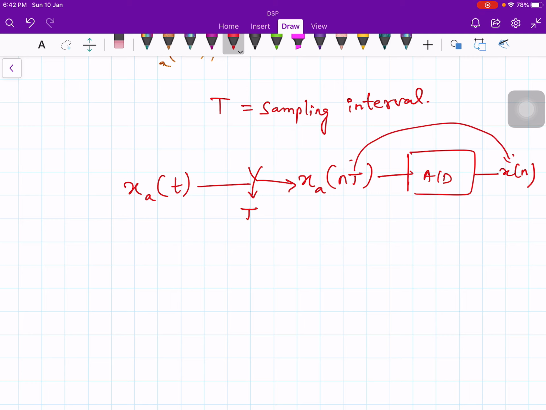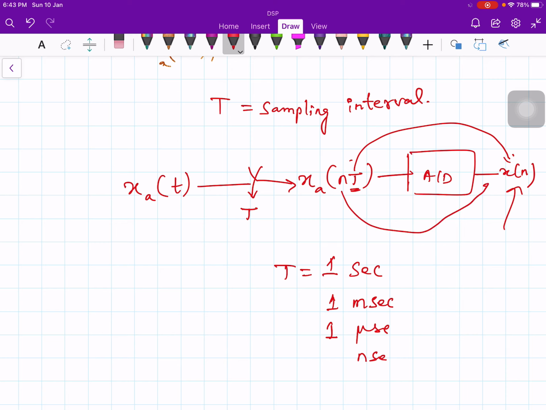So one way of interpreting this x of n is that capital T has been normalized to 1 second. Okay, let's say capital T is equal to 1. It can be 1 second, or it can be 1 millisecond, or 1 microsecond, or 1 nanosecond, or whatever it is. Okay, so it is normalized. So let's take T is equal to 1. So in that case, what will happen? This T will disappear and only n appears here.